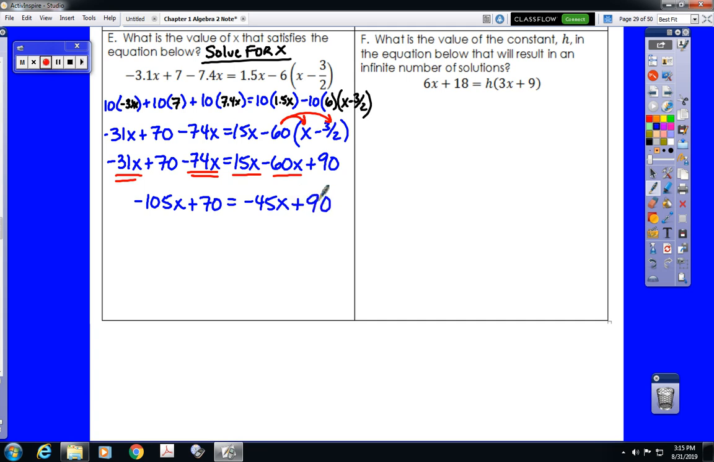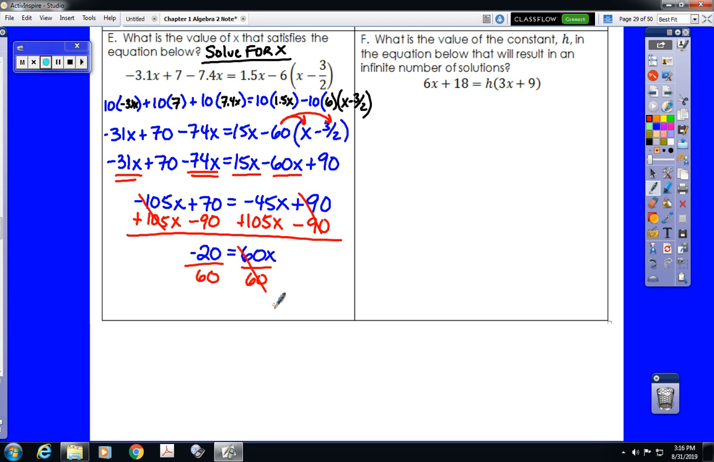Now it doesn't matter in the next step which direction we move x. I have always been a fan of keeping my x positive, so I would add 105x to each side. However, you could just as easily add 45x to each side and you should get the same answer. Since we're moving 105 to the right, we should move 90 to the left by subtracting 90 from each side. That will give us negative 20 equals 60x. And then we divide by 60, which gives us x is negative 20 over 60, which reduces to negative 1/3.